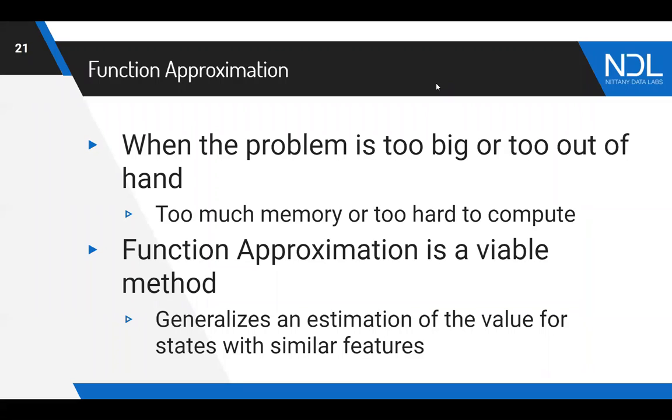So the reason why we use function approximation is when the problem is too big or too out of hand. For example, if there's too much memory needed or it's too hard to compute. In our specific case, if you're working for a company with data, lots of times there's too much data for you to use some of the previous tools. And furthermore, if you try to use the past tools we talked about on very large amounts of data, it's going to take very long to compute. And sometimes it's literally not worth waiting that long for data to compute.